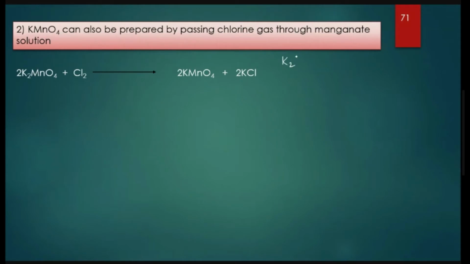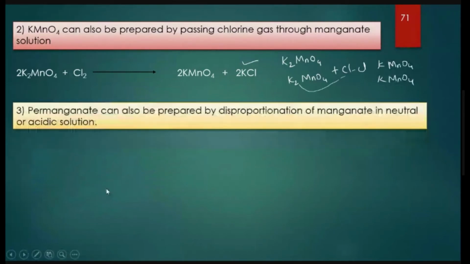Here you can see K2MnO4, one more K2MnO4 plus Cl2 here. So 2 of the potassium atoms are going to take away 2 chlorine atoms, leading to the formation of 2 KCl, and then what we are left with here, 2 potassium atoms along with 2 MnO4. So this is KMnO4 and one more KMnO4.